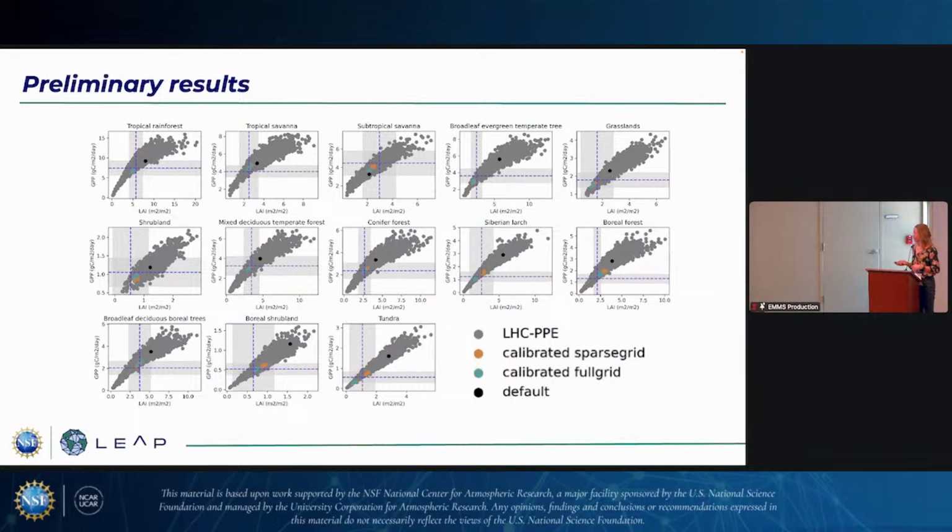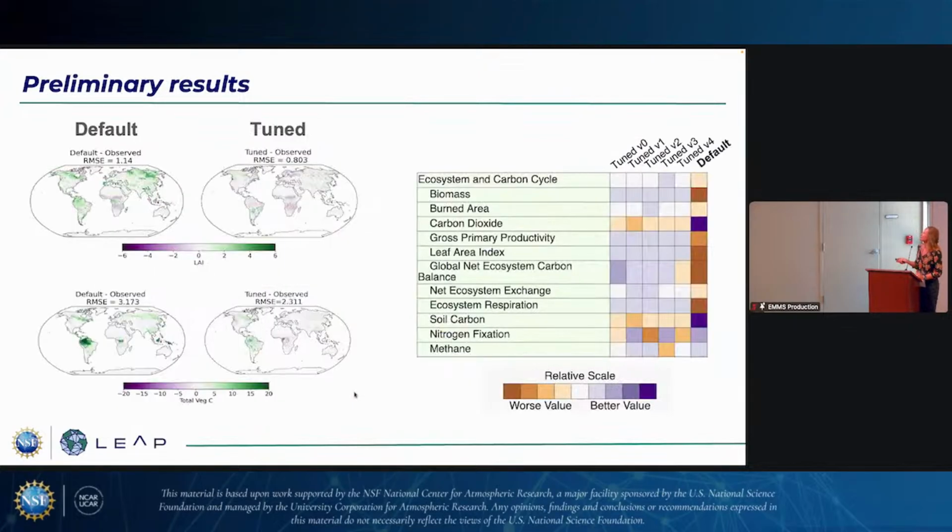We can meet our target metrics, but just because you meet your metrics doesn't mean that you're improving the model. And so I have a couple of things I want to point out here. In general, these are ILAMB results for a few different tuned versions compared to the default, and in general, we're improving the variables that we're calibrating, so biomass, GPP, leaf area. This thing is hard to use.